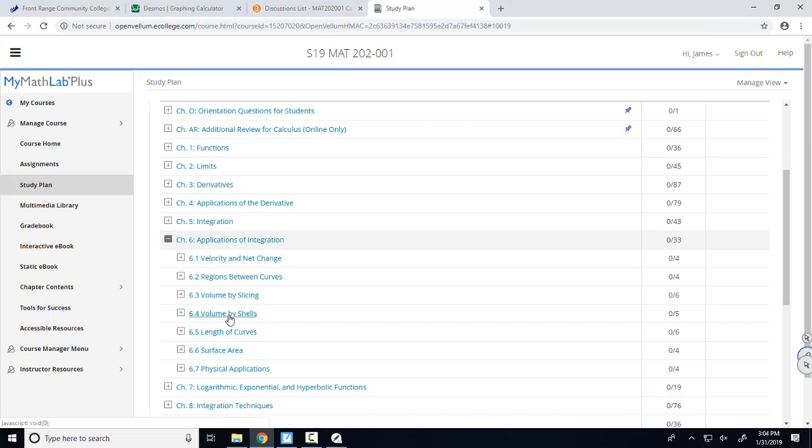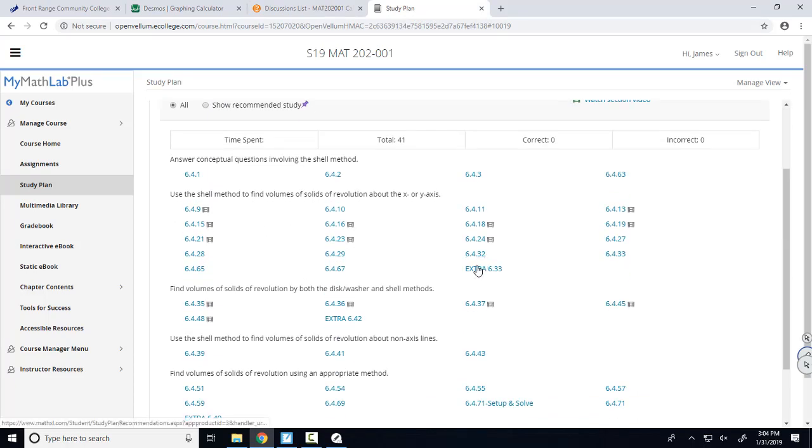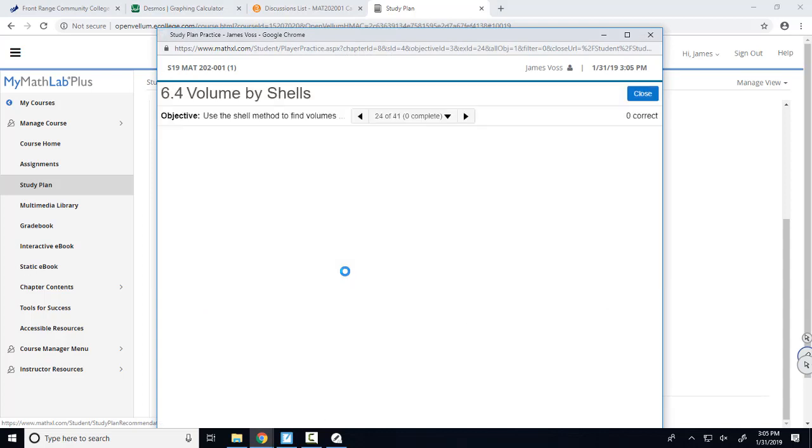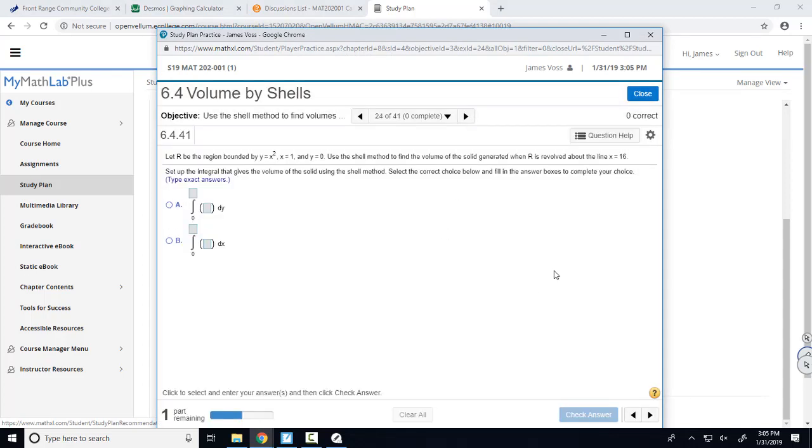So take a look at those, and let's do a cylindrical shell. Let's see. Shell method, ideally, let's do a harder one like that, where it's not rotated about the X or Y axis.